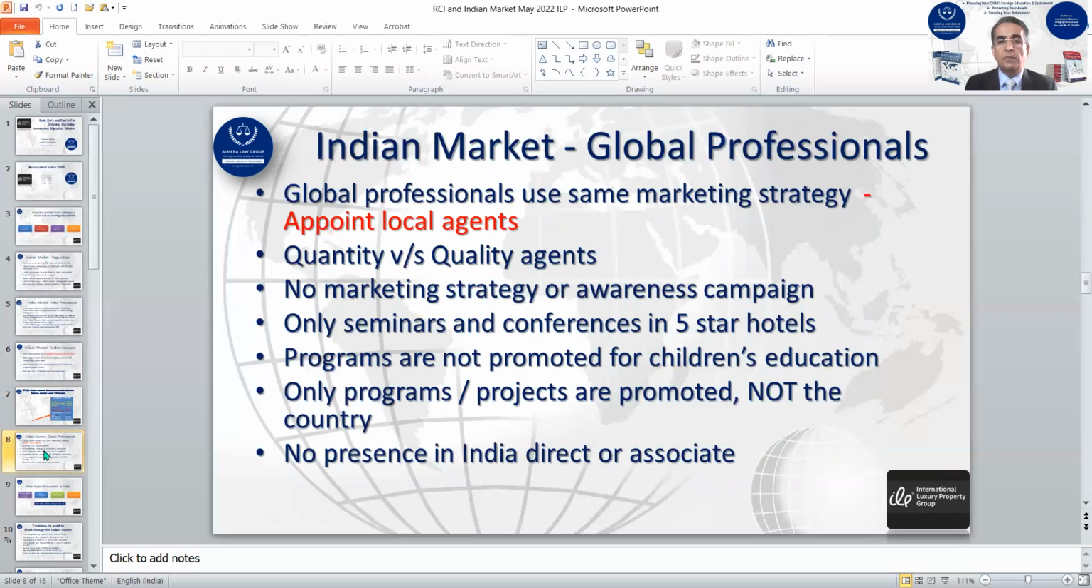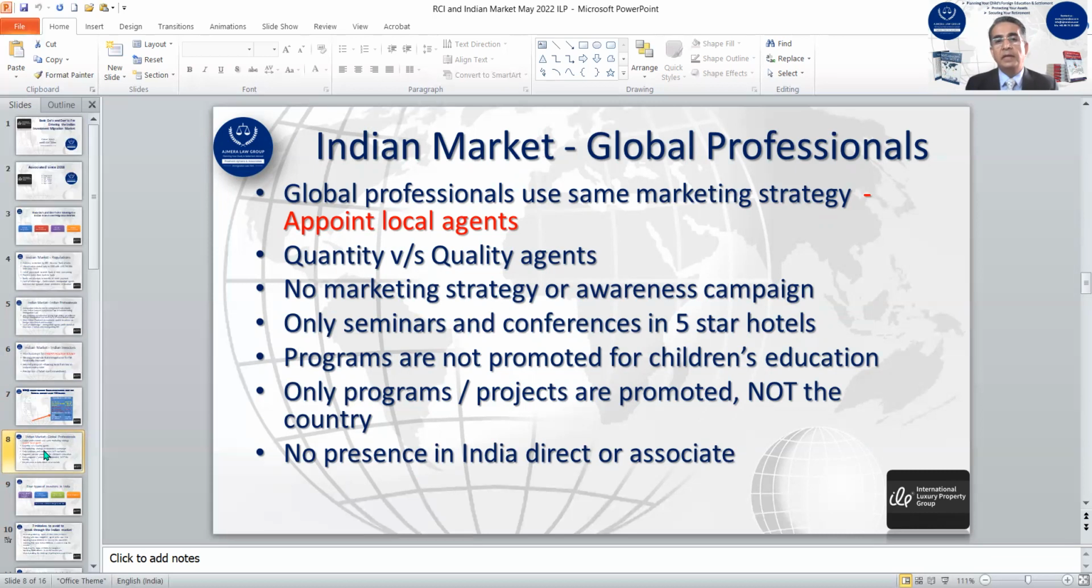And when it comes to the global professionals, how they're looking at the Indian market. Over the last 10 years, since this market started taking interest, I have seen that the global professionals are using the same strategy: find an immigration agent and they will bring us business. Unfortunately, that hasn't worked very well for most of the global professionals, which includes immigration lawyers, real estate companies, real estate developers, real estate brokers, and other related professionals.